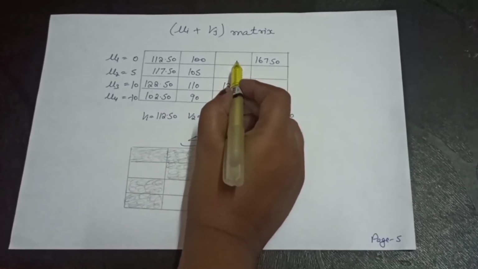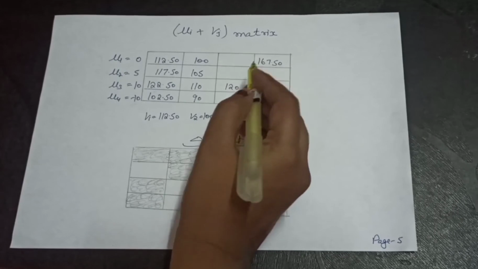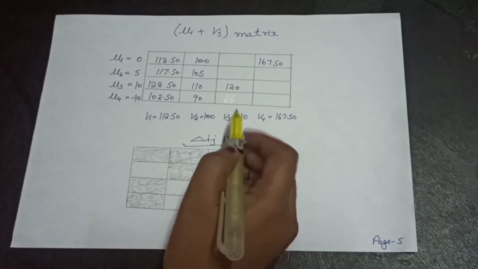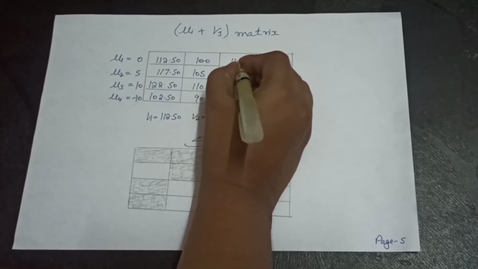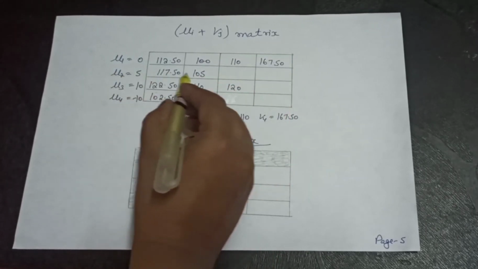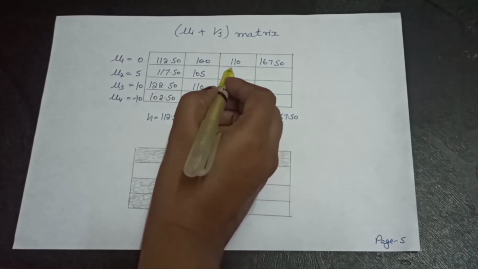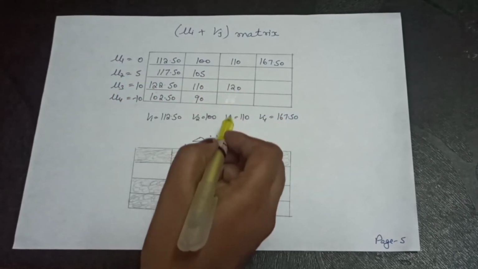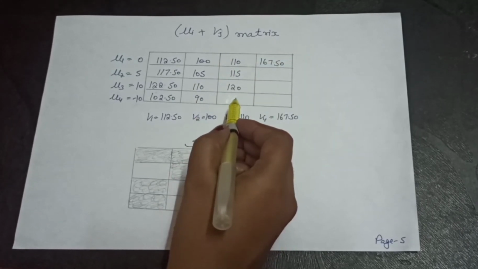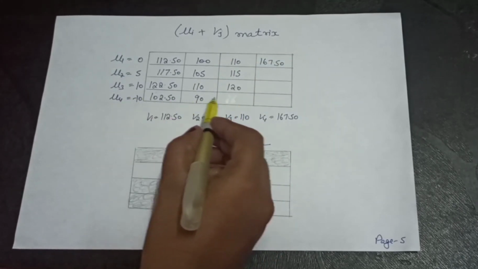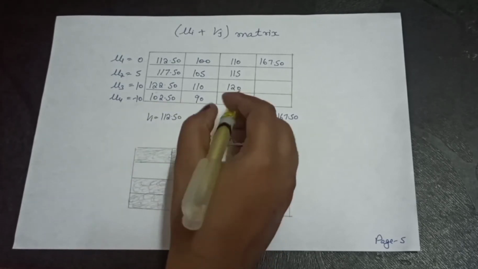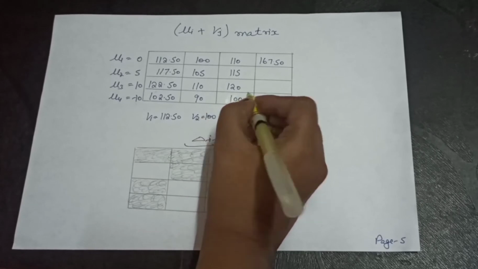Now for this cell, u1 plus v3. We have u1 is equal to 0 and v3 is equal to 110. So we can write here 0 plus 110 is equal to 110. For this cell, u2 plus v3 means 5 plus 110 is equal to 115. For this cell, we can say u4 plus v3. So minus 10 plus 110 is equal to 100.